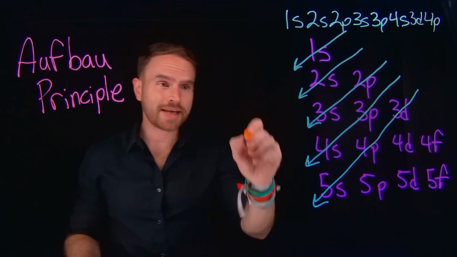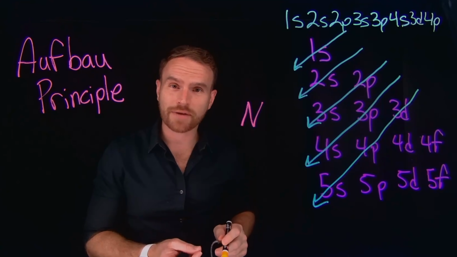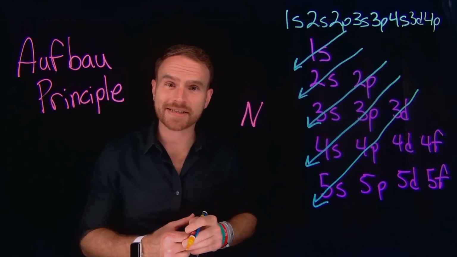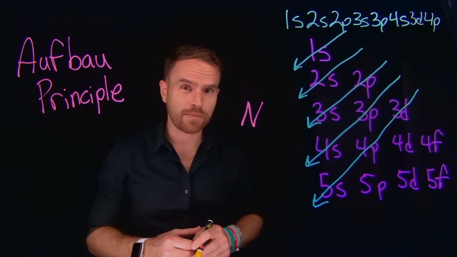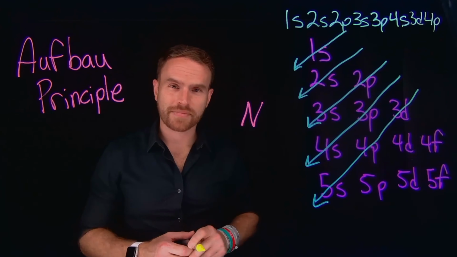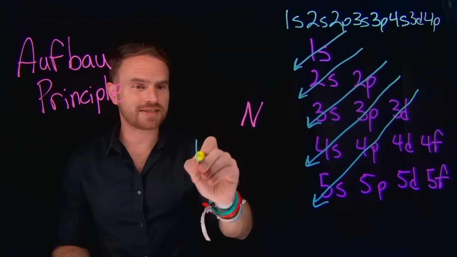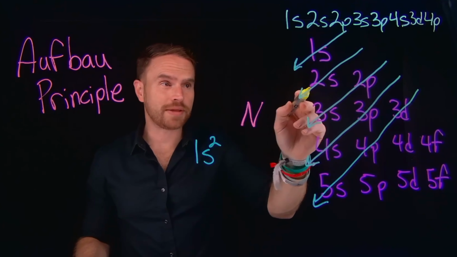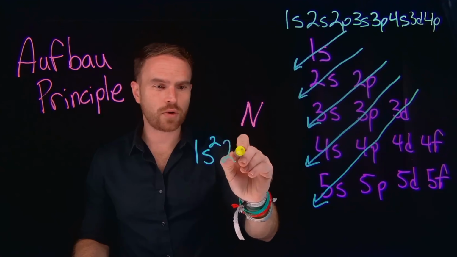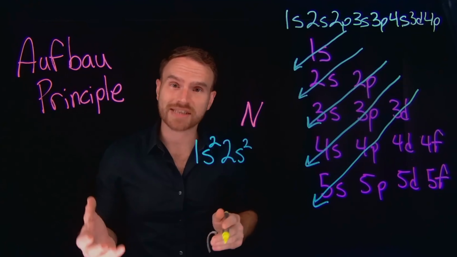So let's use nitrogen and look at this diagram to figure out how we should write the electron configuration for nitrogen, which has the atomic symbol N. Nitrogen is the 7th element on the periodic table, and therefore it has 7 electrons. So using the Aufbau principle, the first orbital that should get filled is the 1s orbital, which will have 2 electrons. The next orbital will be the 2s orbital, which again will have 2 electrons. At this point, we've used 4 of the total 7 electrons.